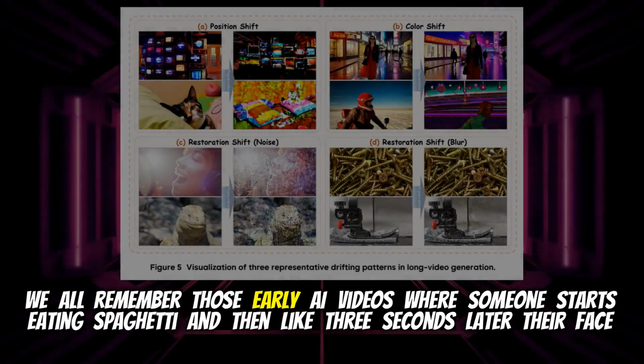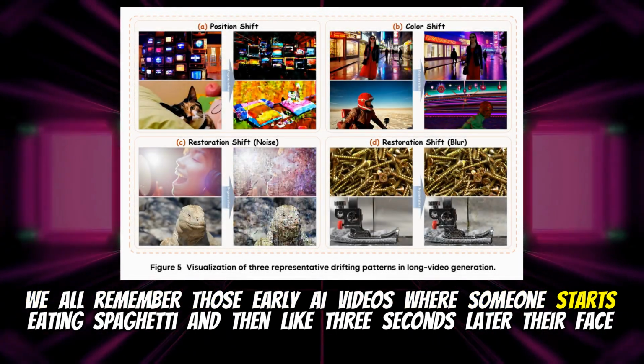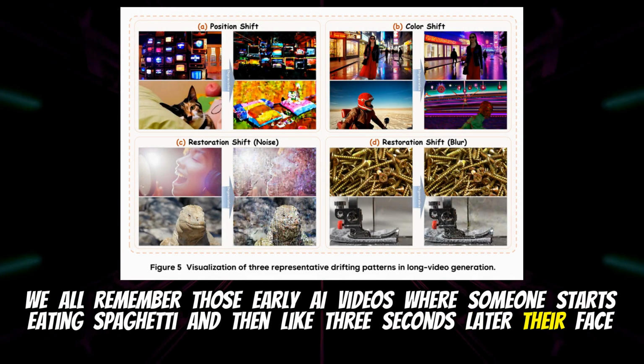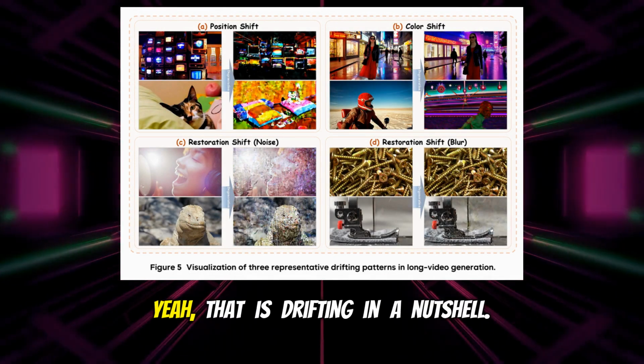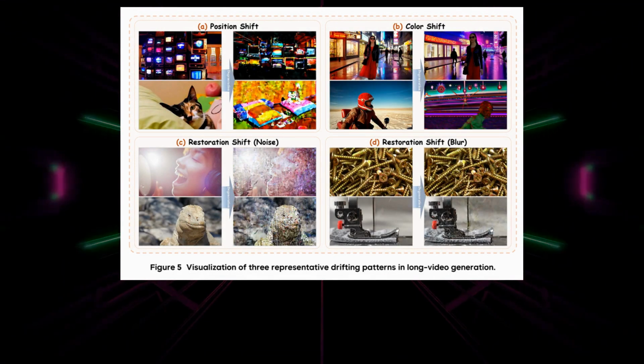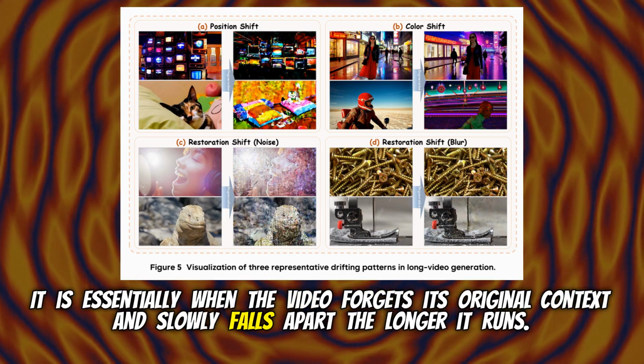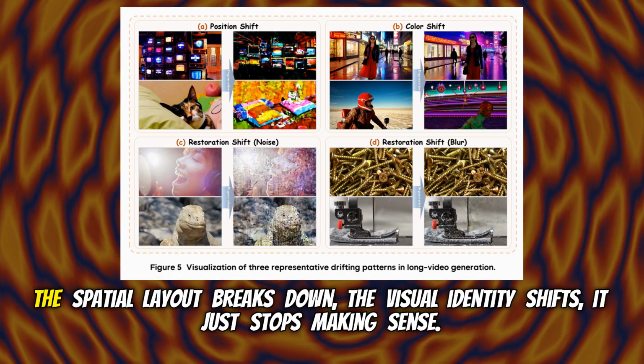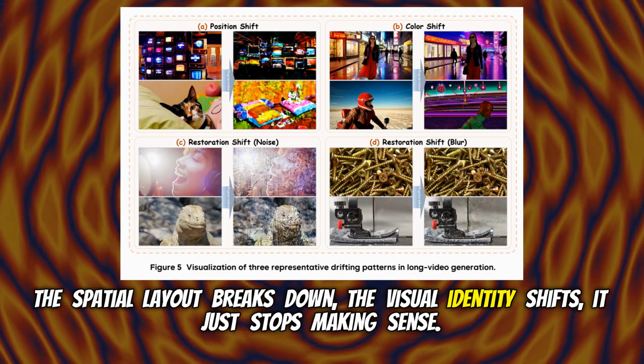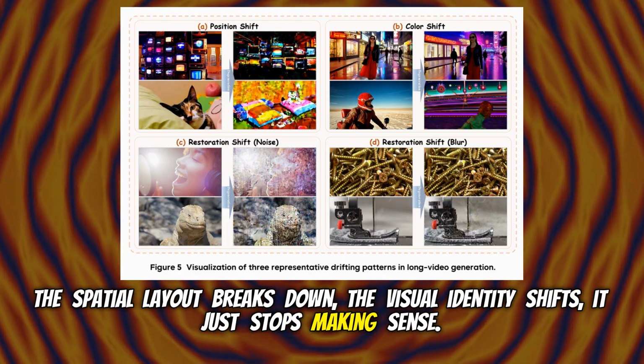We all remember those early AI videos where someone starts eating spaghetti and then like 3 seconds later their face just melts into the bowl. Yeah, that is drifting in a nutshell. It is essentially when the video forgets its original context and slowly falls apart the longer it runs. Right. The spatial layout breaks down, the visual identity shifts, it just stops making sense.